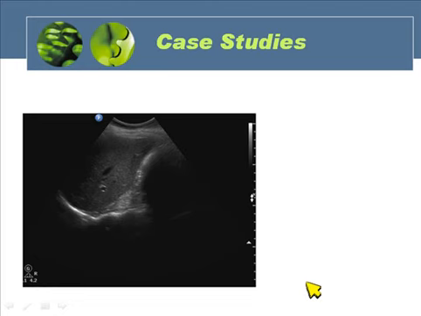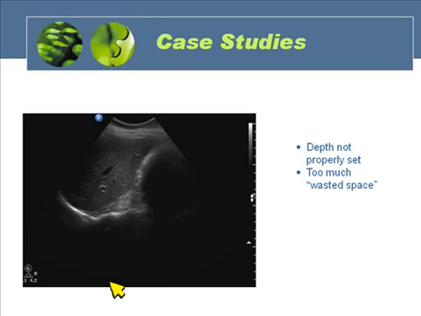What do we think of this one? I think the focal zone's in the perfect spot. I think the echoes are uniform and adequate, and I can see the diaphragm. So I'm done, right? Wrong. The depth in this image is not properly set because I have too much wasted space. If you want to optimize your image, you need to have the largest image that you can have on the screen without cutting off anything. For one thing, it makes the image easier to read and it's easier on the eyes, and it's the optimal way to do it. So again, for this image, properly adjust your image depth.